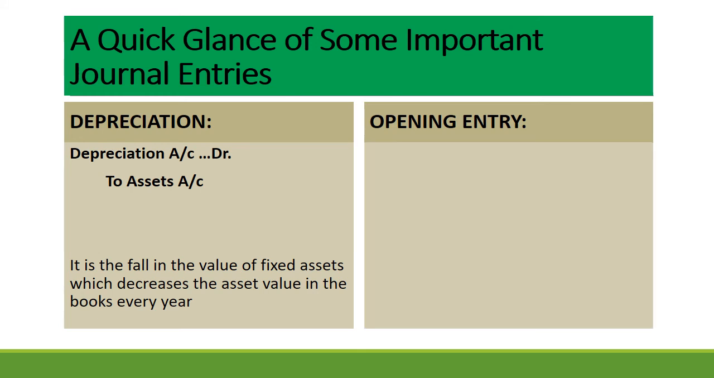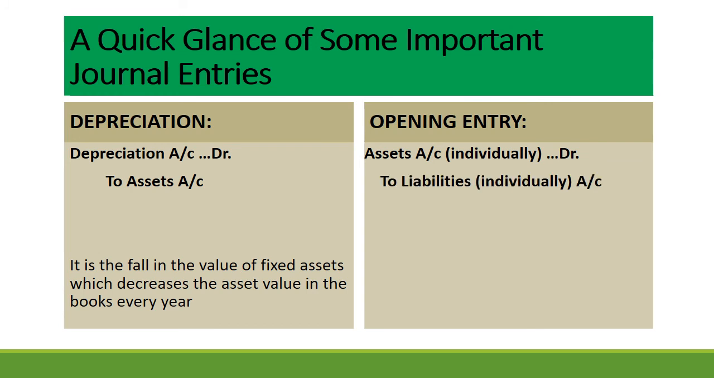Now, opening entry. At the beginning of every financial year we need to pass an opening entry. In the opening entry, all assets must be debited individually and all liabilities must be credited individually. Whatsoever is the balancing figure with you, that must be shown in capital account. Therefore, opening entry is asset accounts debit to liabilities accounts and capital account, and in capital we will show the balancing figure. This entry comes from the accounting equation which says that assets are always equal to liabilities plus capital.